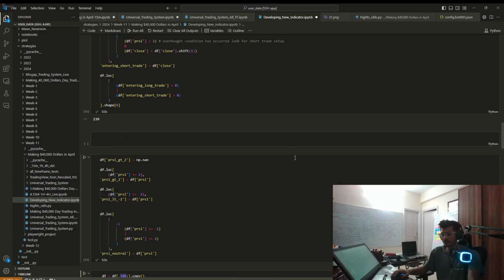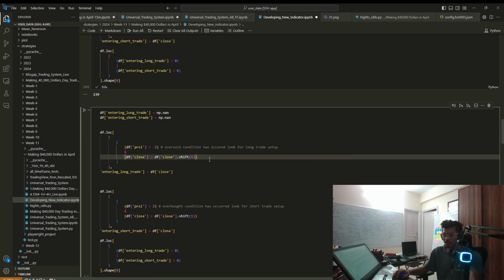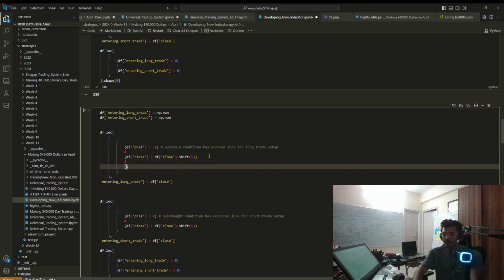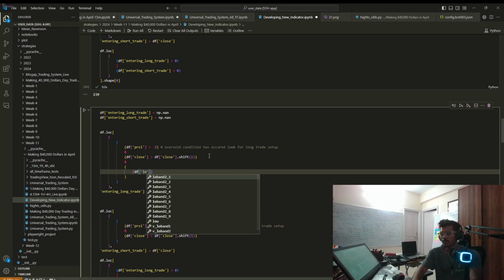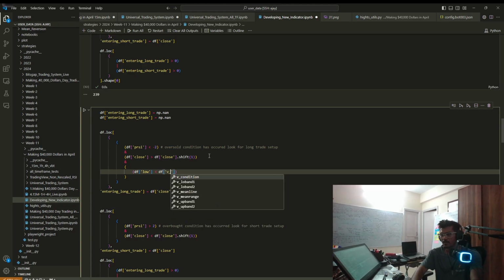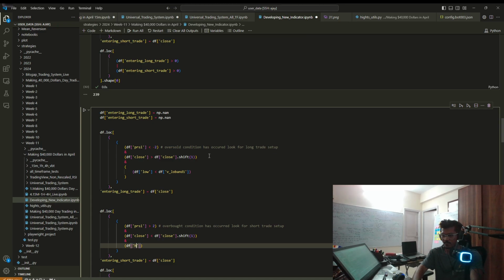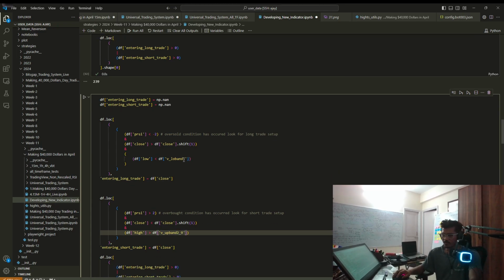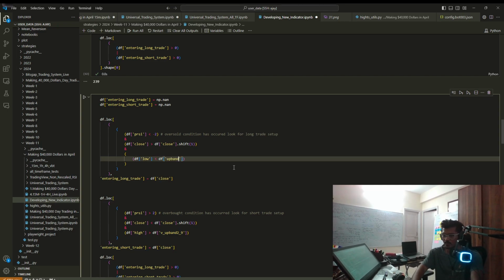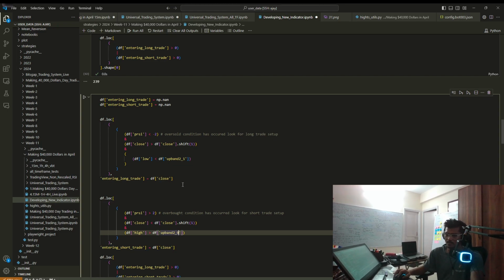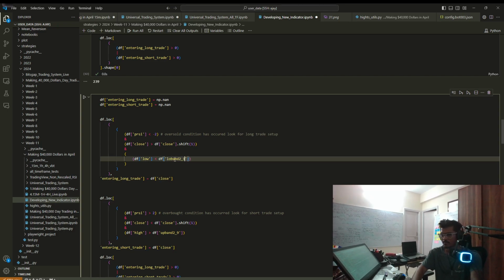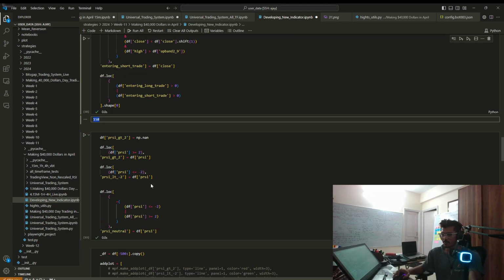So I come here, I do this. If my low is less than low band 1, and here if my high is greater than up band 9, sorry, this is up band 9, this is low band 1. So see, we reduce it to 158.